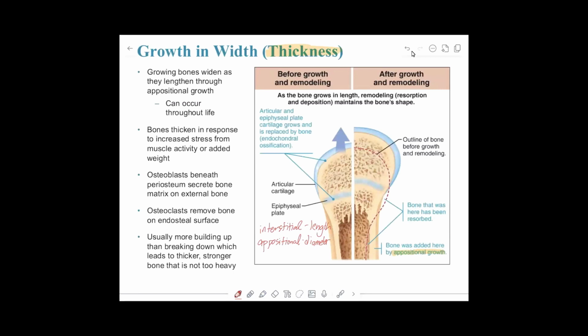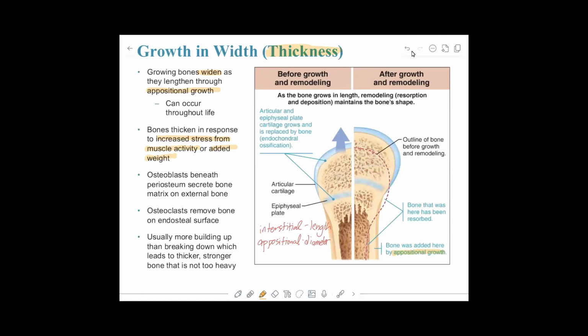So the growing bones are going to widen as they lengthen through appositional growth. It can occur all throughout the lifetime. Bones are going to thicken in response to increased stress from muscle activity or added weight. So those bone markings that were mentioned in a previous video are actually going to increase in areas where those muscles are attached and there's more stress put on the skeleton.